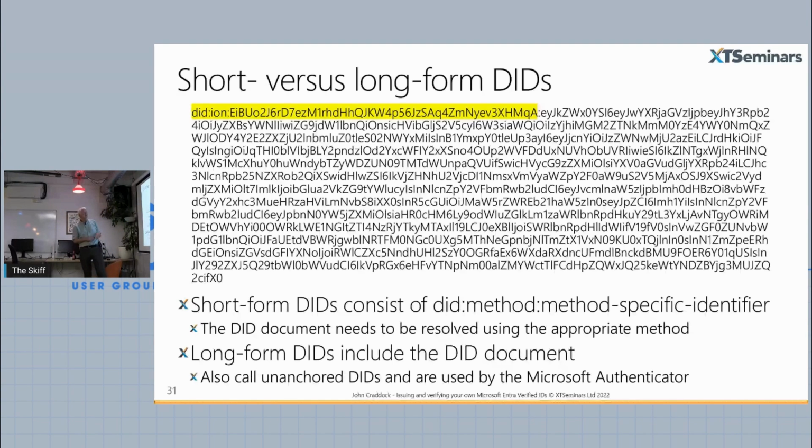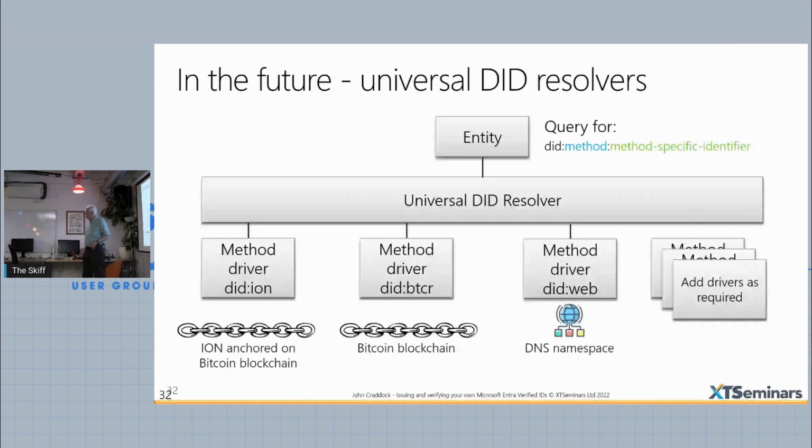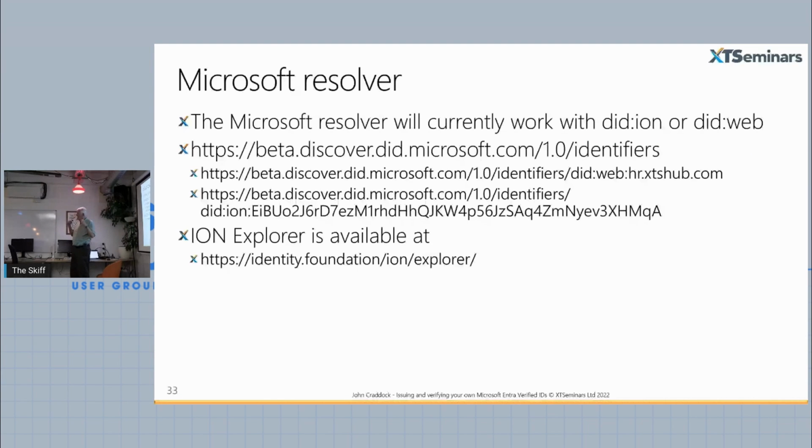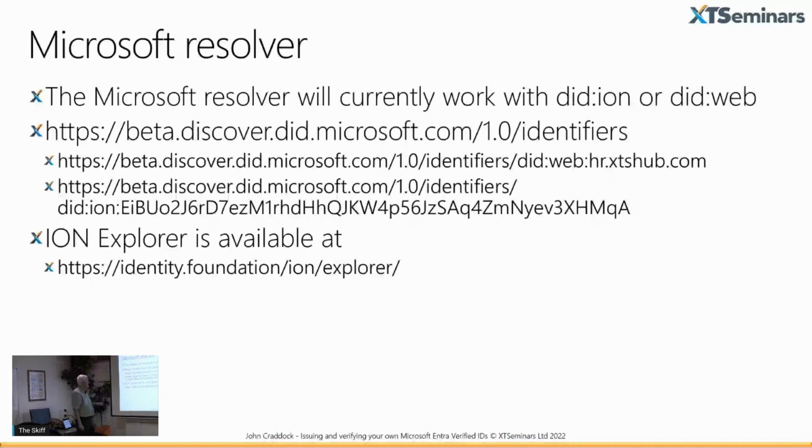So that's the DID. Now in the future, you'll have universal DID resolvers. So if you want to find where the document is, you just throw this thing at the universal DID resolver. And it will use the appropriate method driver to find it wherever it might be. So it could be on Iron, it could be on Bitcoin, it could be on Ethereum, et cetera. And in there, I've got the DNS namespace. For the moment, Microsoft has a resolver that works across Iron and across DID web as well. And then Iron Explorer is available as well if you want to play with these things. And I'll give you a very quick demo of that in a second.